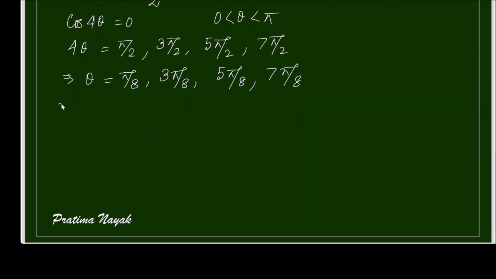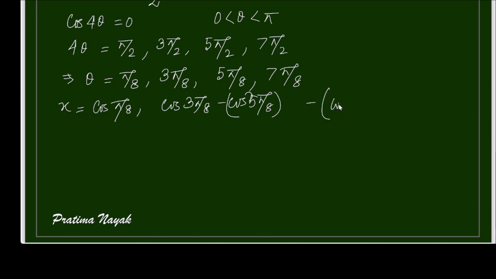Then what about x? x is equal to cos pi by 8, cos 3 pi by 8, cos 5 pi by 8. Cos 5 pi by 8 is the same as negative of cos 3 pi by 8. And cos 7 pi by 8 is negative of cos pi by 8, because pi minus pi by 8 is equal to 7 pi by 8. So I can write plus minus cos pi by 8, plus minus cos 3 pi by 8.